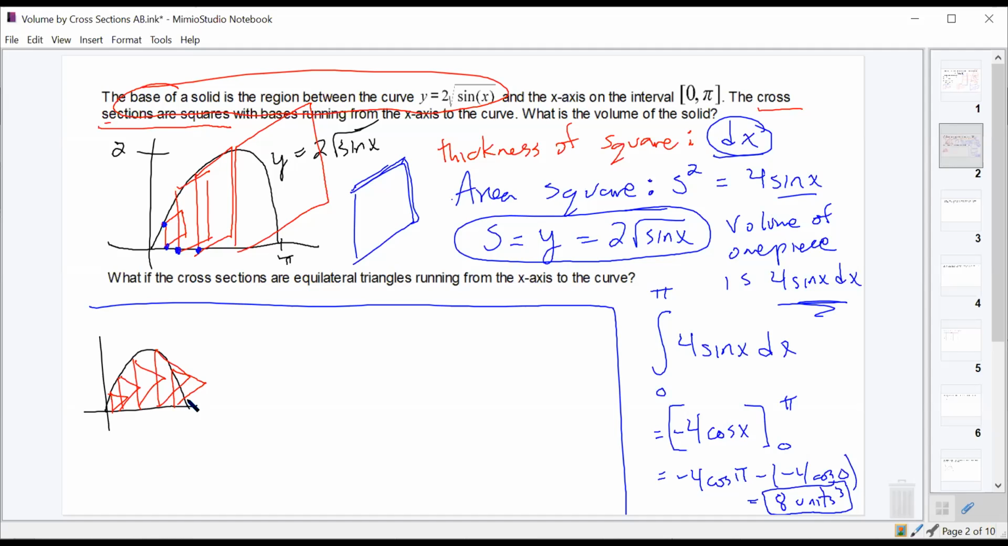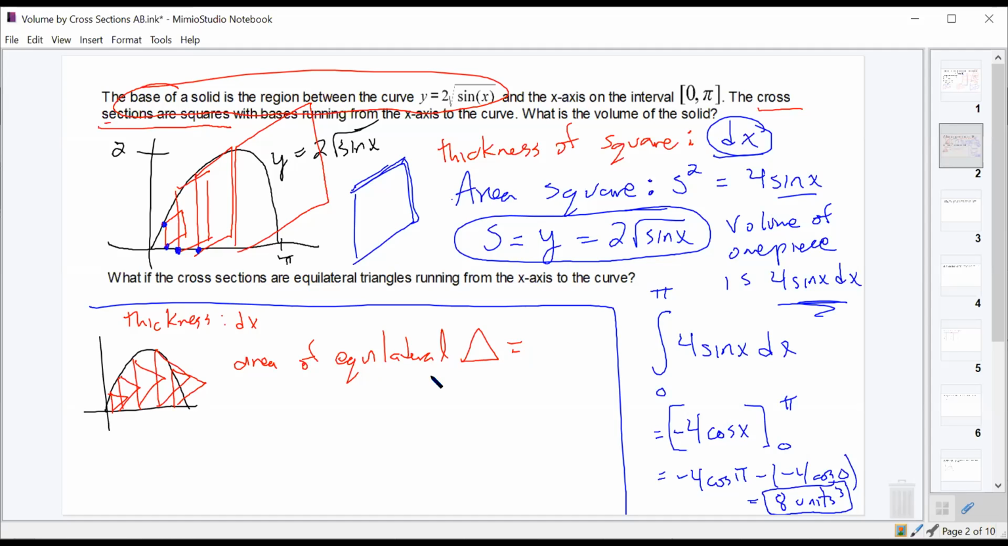Yeah. Okay. What is the thickness of one of these triangles? dx. Thickness is still dx, right? Because they're still running from the x-axis to the curve. What's the area of an equilateral triangle? One half base times height. Okay, yeah, that's true. There's an even better formula that is specific to an equilateral triangle that just deals with the side length. You can use right triangle trig to prove it. But if you just know it, life is a lot easier.